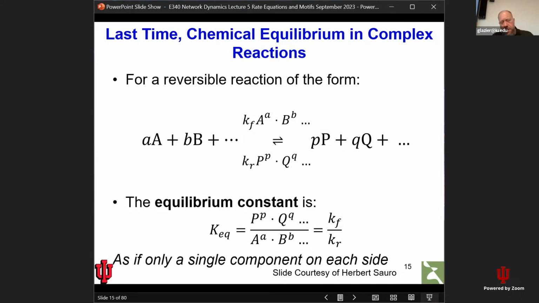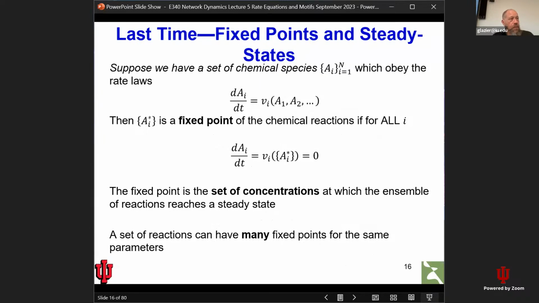So the whole thing behaves as if there were just a single component on either side. That one is used a lot in chemistry, biochemistry. It won't wind up being that important in the problems we're going to work on, so I don't want to spend too much time on that. But there's some interesting mathematics of that. Again, I want to come back to this concept of a steady state, what mathematicians call a fixed point. That's just the values of the concentrations of the chemicals at which the change of concentration is 0 in time.